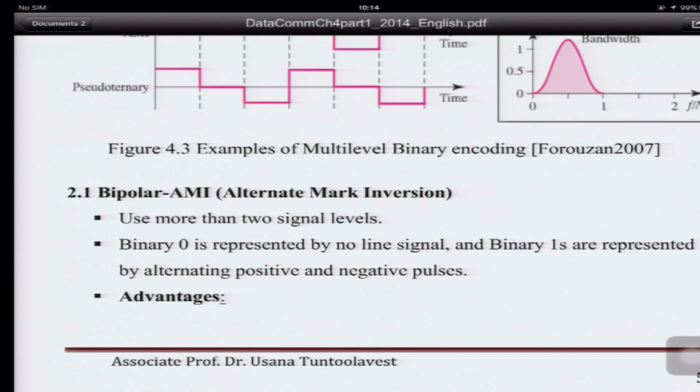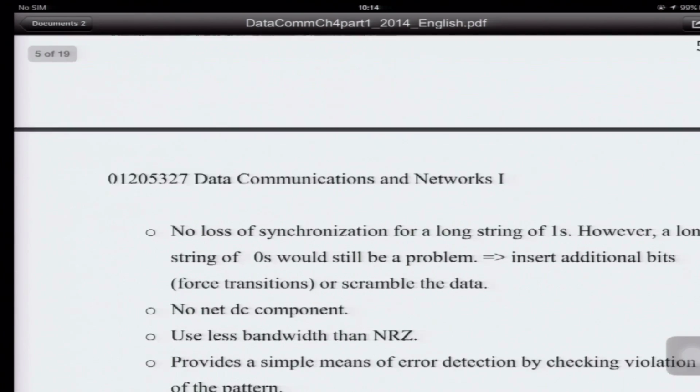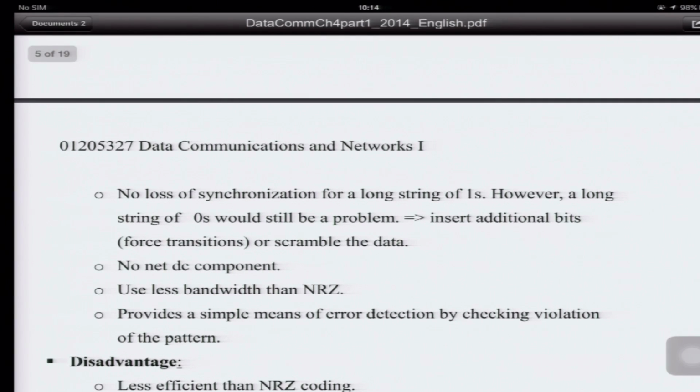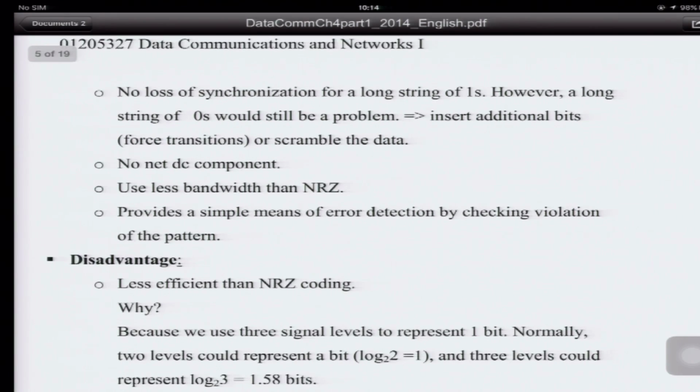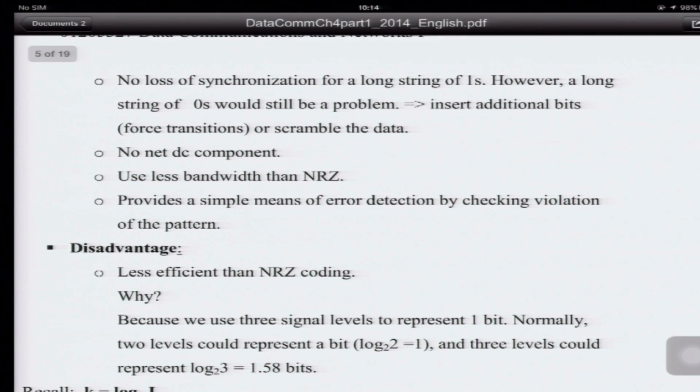So for the bipolar AMI, the alternate mark inversion, the advantage is that there is no loss of synchronization if you send a long string of 1s, because you will have alternate plus and minus. However, if you send a long string of zeros, it still has a problem because you send nothing for a long time. In this case, you can insert additional bits to force the transition of the signal, or you can scramble the data. And we will see the technique for scrambling the data in a little bit.